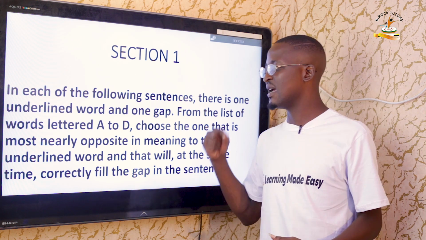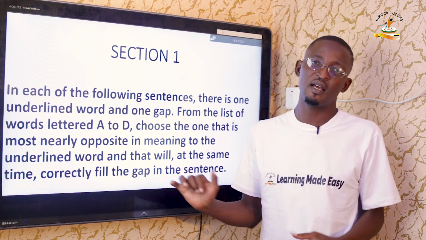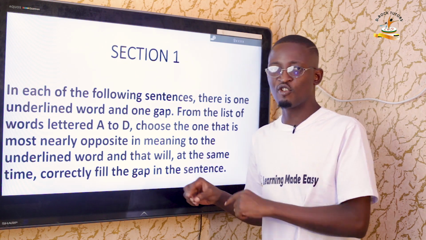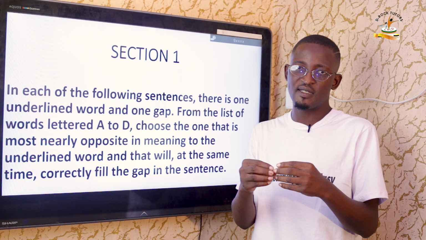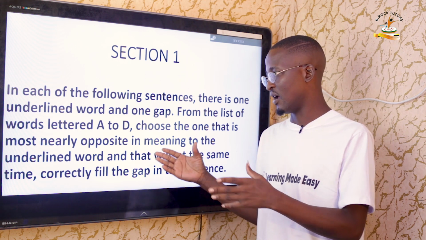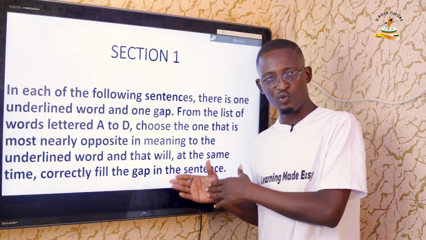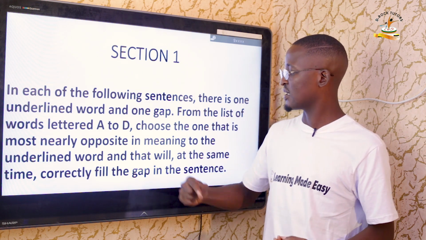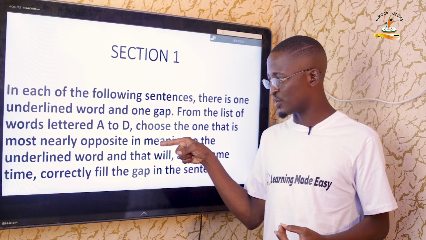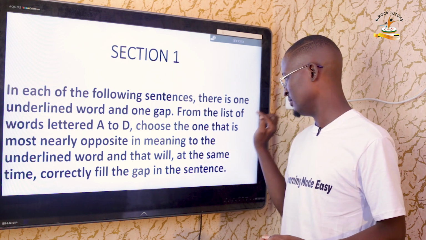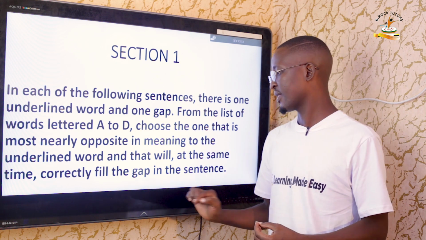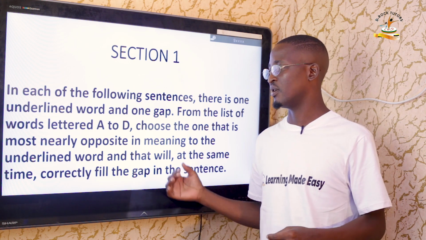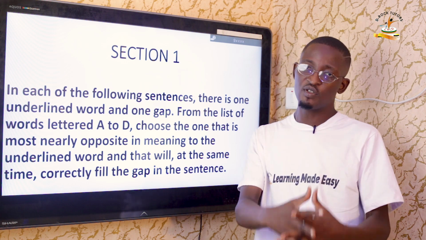So it's most nearly opposite to tell you that there are some opposites, but that is not a nearly opposite. Because we have the syntactic kind of meaning to the word, collocatively, can the word actually stay in that position of the gap? And that is what says, at the same time, correctly fill the gap in the sentence. So we're talking about collocation here, that is field language.